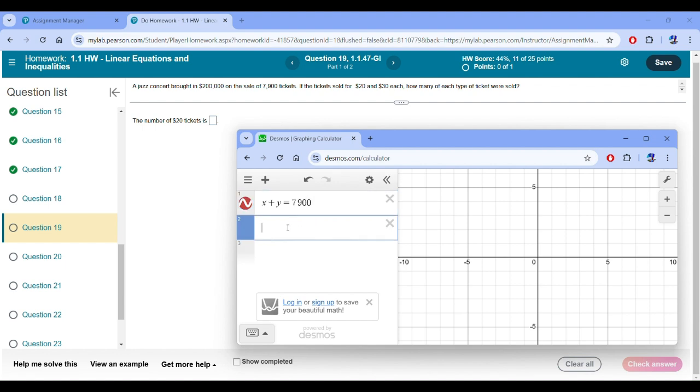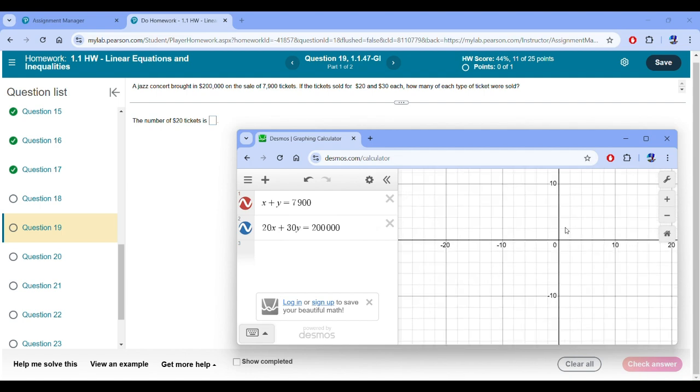Then if I know that I made 200,000, I would sell 20x plus 30y, and that should be equal to 200,123. Now there are a few things that you can do. You could take these equations and plug them into each other. For example, if I were to use elimination, I could multiply this by 20 and then subtract them. You could move the x over, take this 7900 minus x and plug it into this y.